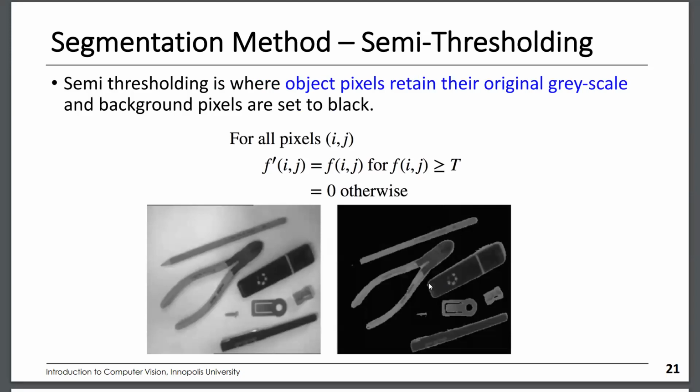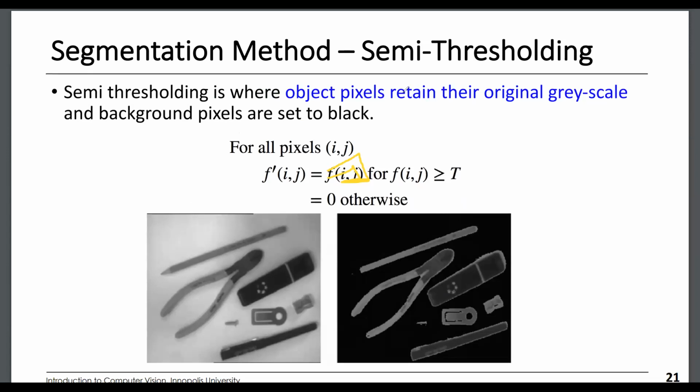Now, semi-thresholding is a very similar technique to the first type of thresholding. But in this case, in the mask, we just keep the same original value. So for example, this is our mask. And here, instead of having just one white value for all of them, we keep the original grayscale value. So this is not a technique, this is just a small definition.